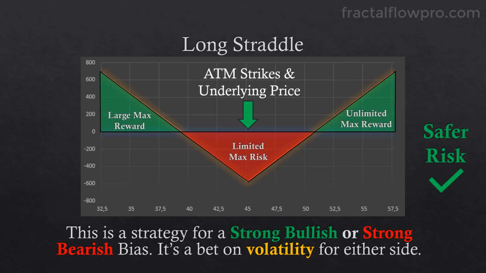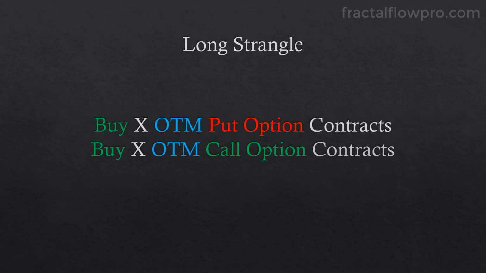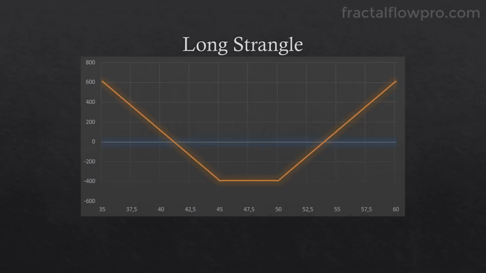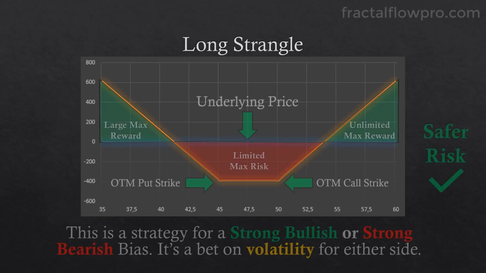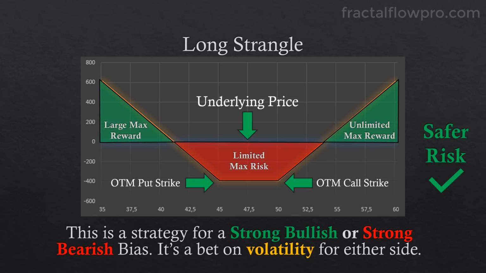Next, we have a similar strategy called long strangle, which consists in buying X number of out-of-the-money put option contracts and buying X number of out-of-the-money call option contracts. In the payoff chart, we can see the similarity with the long straddle strategy. The difference between the long straddle and the long strangle is that the maximum total risk is capped, and therefore lower in a long strangle. However, the price range out of which the underlying price has to escape is larger.